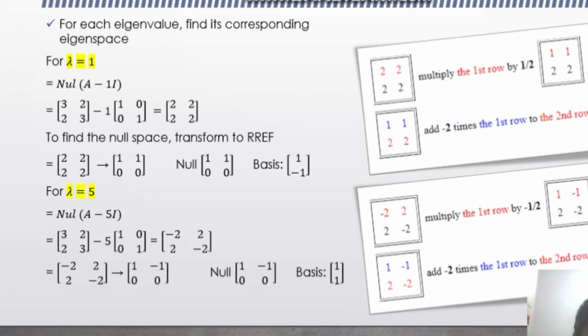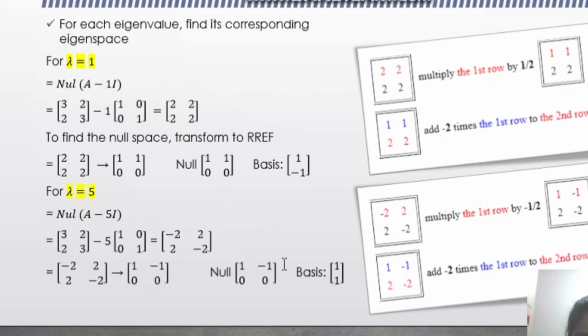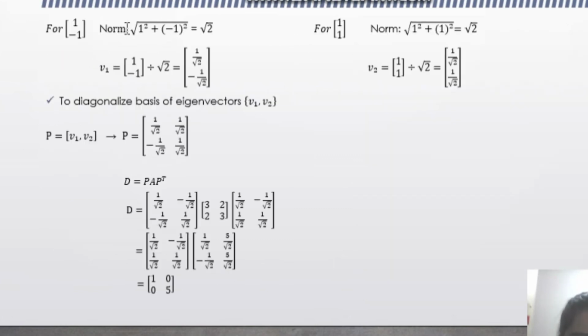So, next natin, we have the basis. Ito yung una natin, 1, negative 1, and then yung isa, 1 and 1. So, ito yung basis natin, 1, negative 1, and then 1, 1. So, our null space basis. And, next step is to find the length or the norm of each basis or our column vector. So, the norm or the length of 1, negative 1 is the square root of 1 squared plus negative 1 squared equals square root of 2.